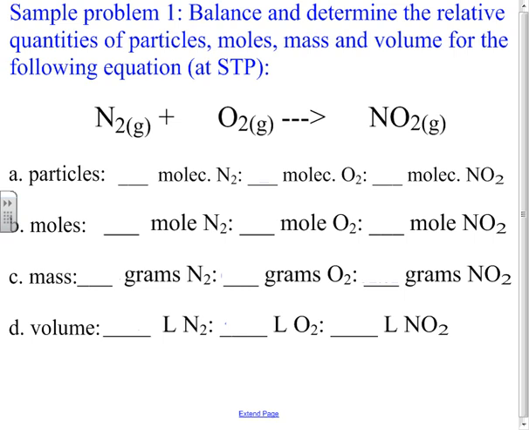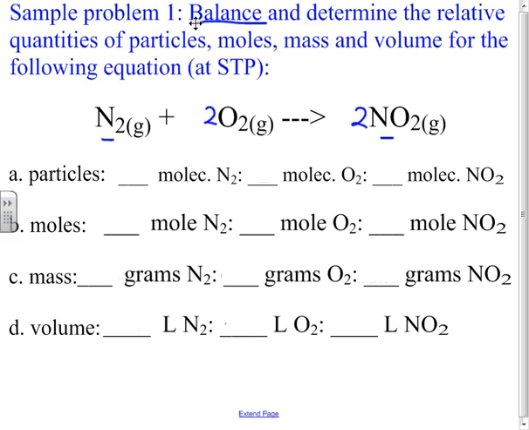Again, the first thing you have to do is balance the chemical reaction. Here we've only got one nitrogen on the product side. There are two nitrogens on the reactant side. So we have to double the nitrogen dioxide on the product side, which then makes us double the oxygen on the reactant side to get a balanced reaction.